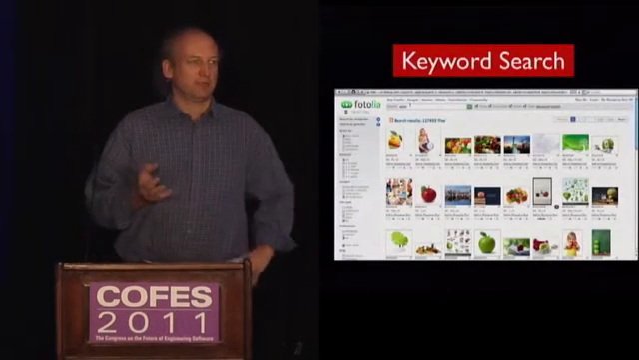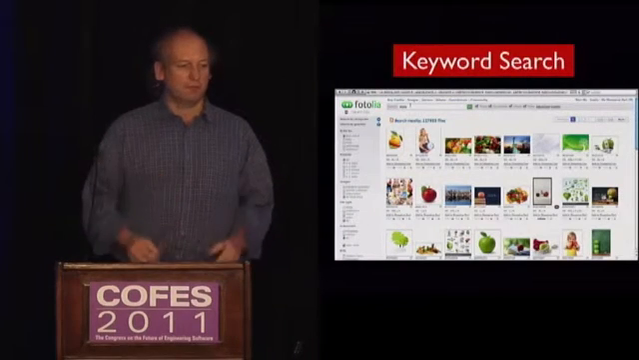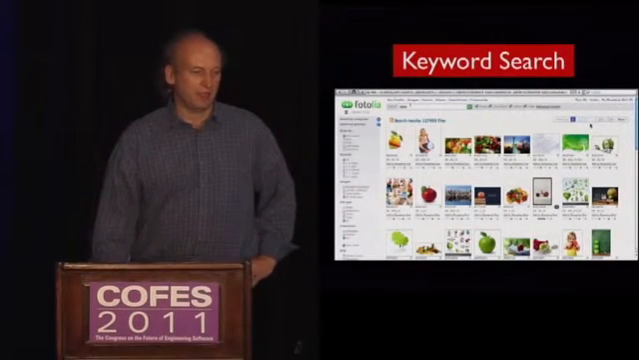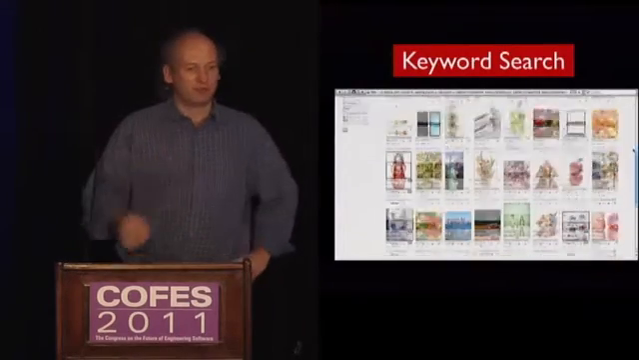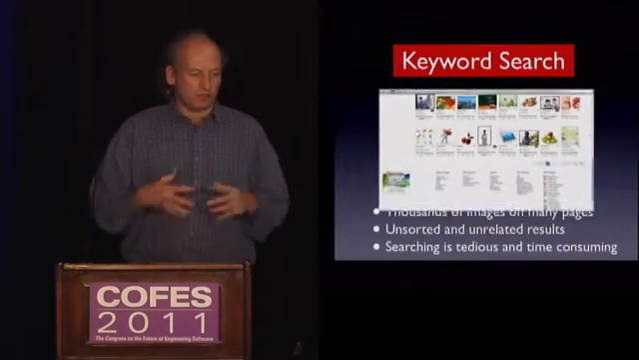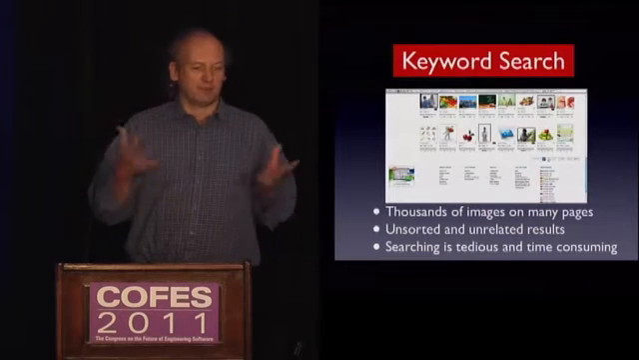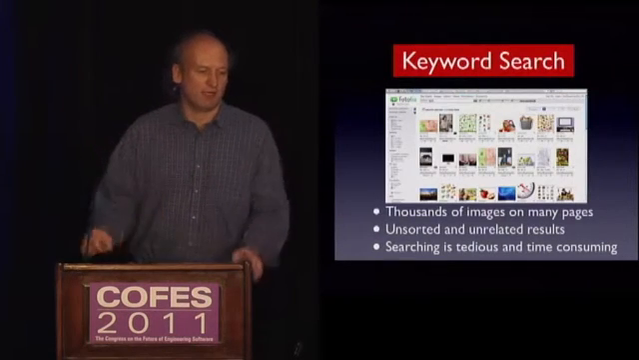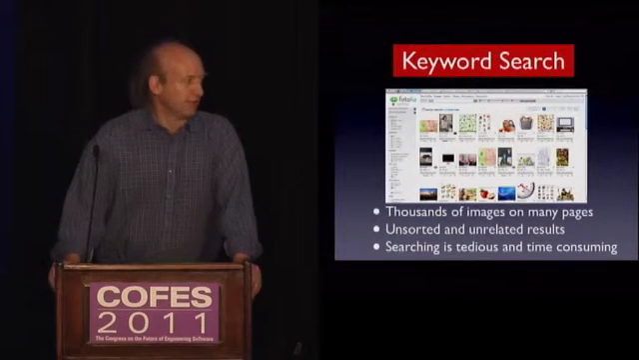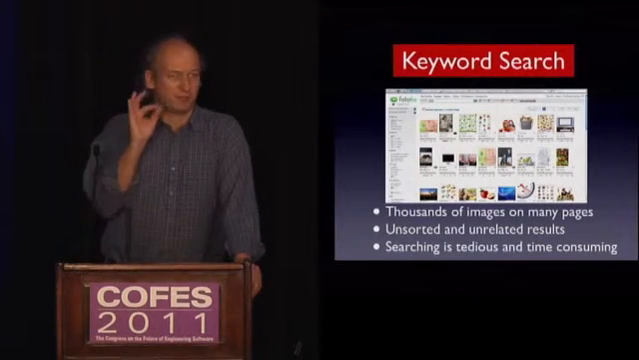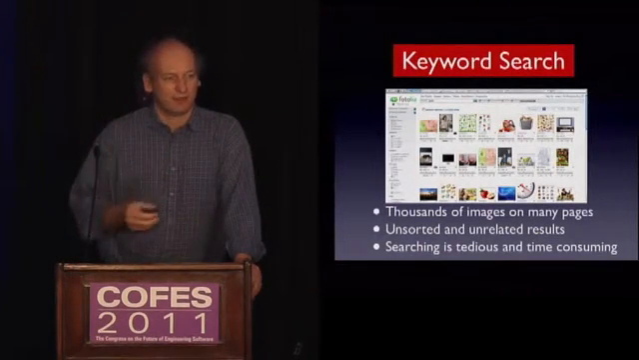You're all familiar with the problem of image search. This is the normal way you would do it. Usually you type in a keyword, and then you have a long list of different images. Usually all these images are mixed up. There are thousands of them on different pages, and usually they are unrelated, and it's pretty difficult to find something. Usually it takes hours if you're really looking for something specific, and it can take very long until you find it.